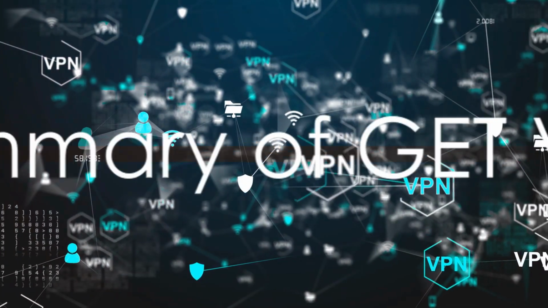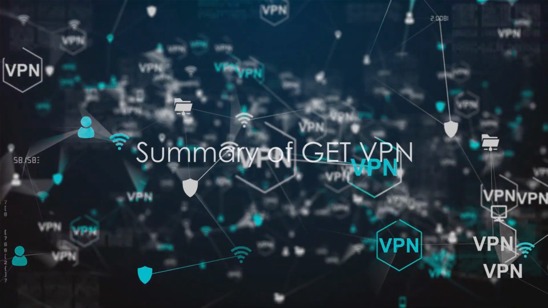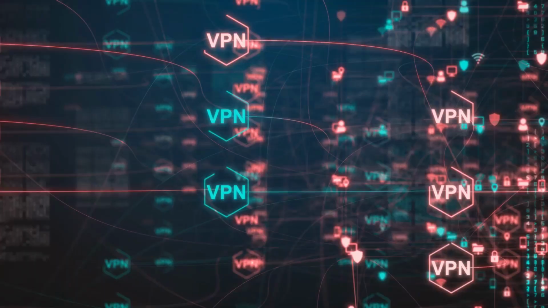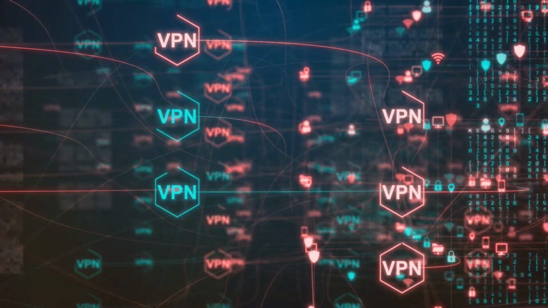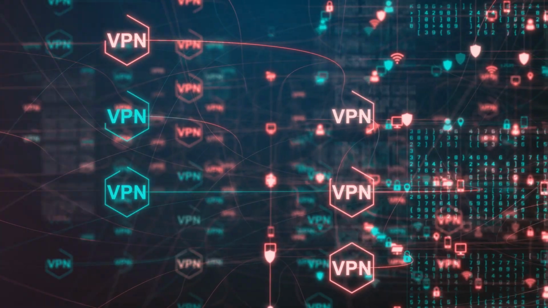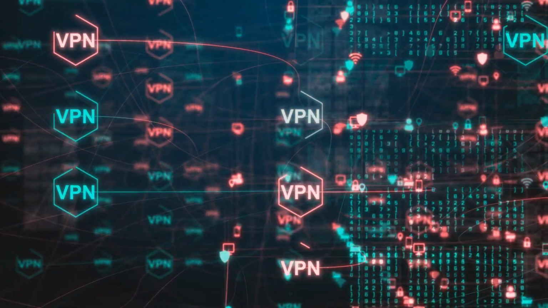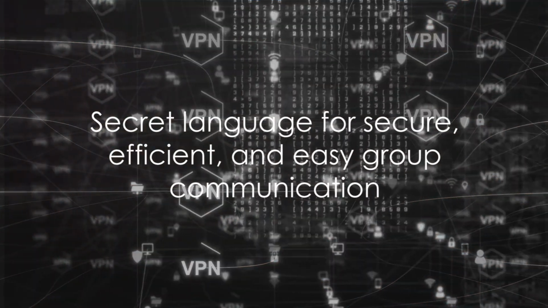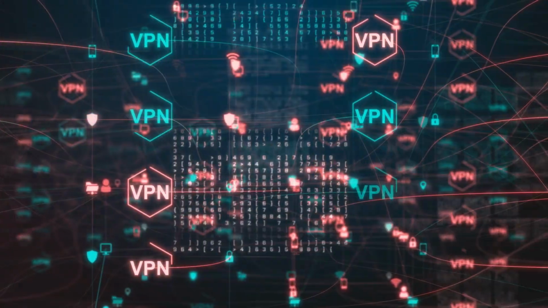To sum it all up, IPsec VPN is more suited for one-to-one connections, while VPN is designed for group communication. VPN offers better scalability and security because it uses a central key server to manage the encryption keys for all group members. It's like having a secret language for secure, efficient, and easy group communication.